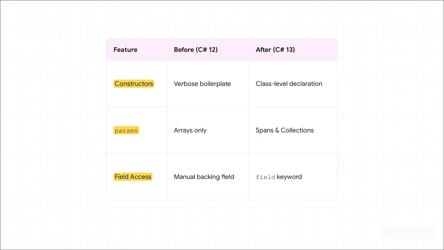So when you put it all side by side like this, a really clear pattern starts to emerge, doesn't it? Verbose constructors become these clean single-line declarations. The params keyword is no longer just for arrays. Manual backing fields are replaced with a simple keyword. In every single case, the trend is exactly the same. Less code, more power.